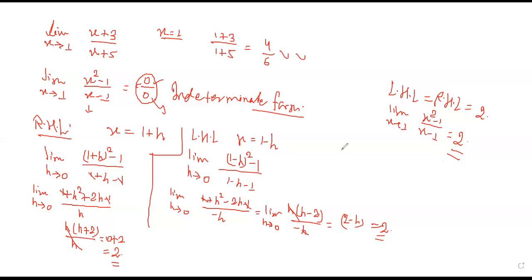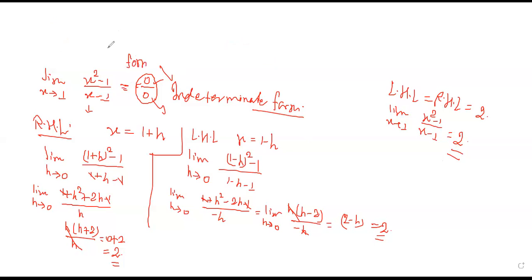Now, this is the first question, so we have to write it. Note down just below: the 0 by 0 form. This is known as 0 by 0 form. This is a very important concept. When the limit exists, then it must be 0 by 0 form.